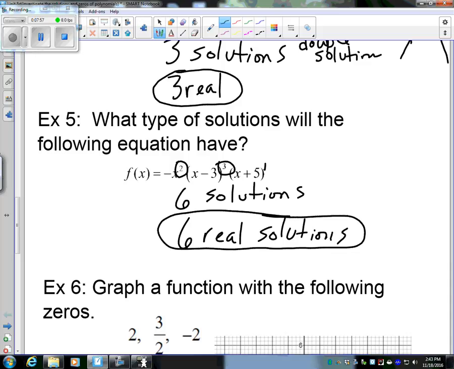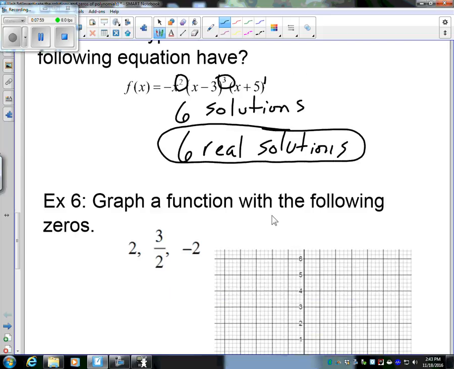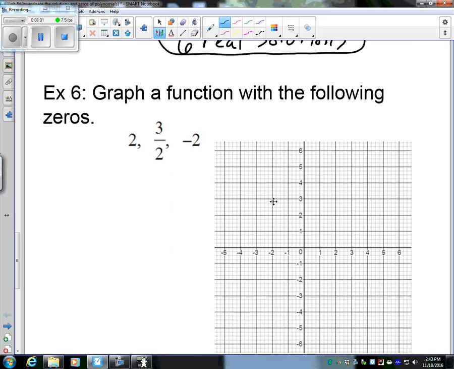Okay. Graph a function with the following zeros. Zeros, another name for zero is x-intercept. That's weird, but that's x-intercept. So we go to 2. It's going to cross the x-axis at 2. 3 over 2 is the same thing as 1.5, and negative 2. So I need to draw a graph.